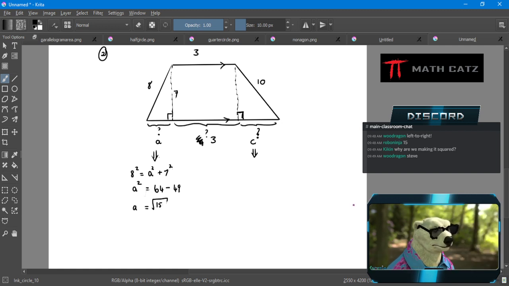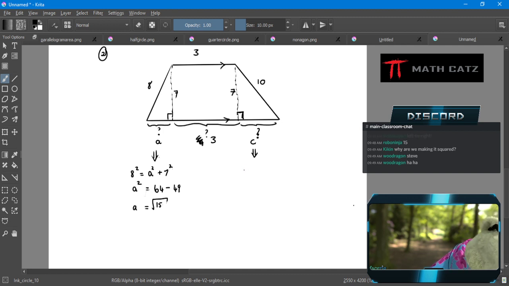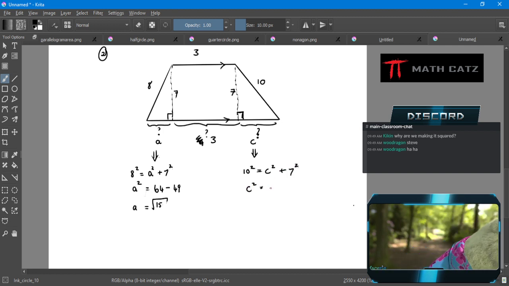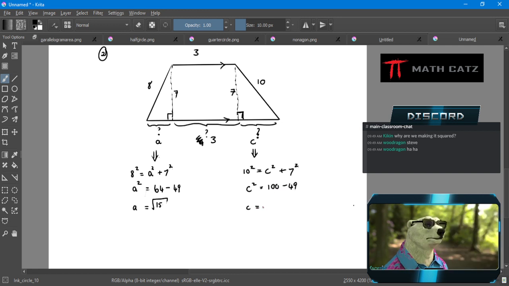Okay. Now for C, it's going to be exactly the same. The 7 carries over here. 10 squared equals C squared plus 7 squared. So C squared equals, and I just call it C, I can call it anything I want, it doesn't matter. It's going to be 100 minus 49. So C is then going to be the square root of 51.